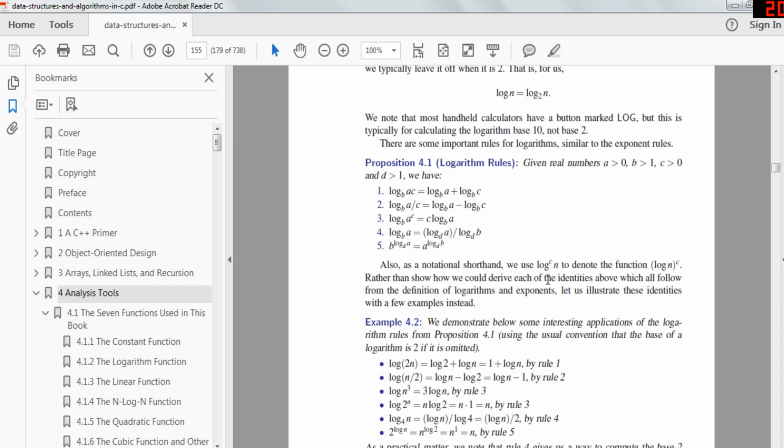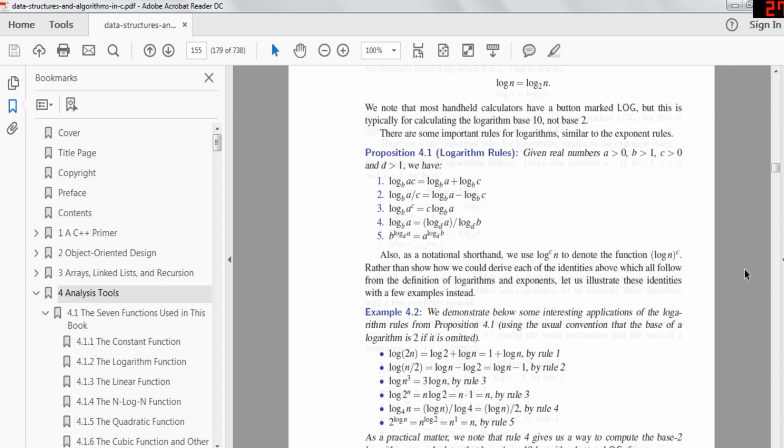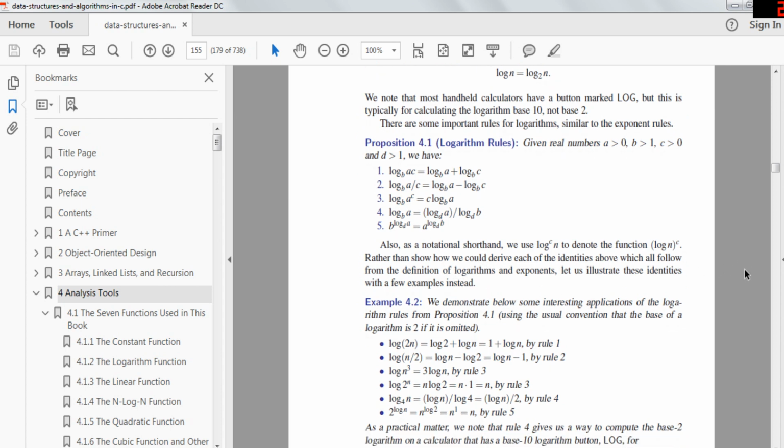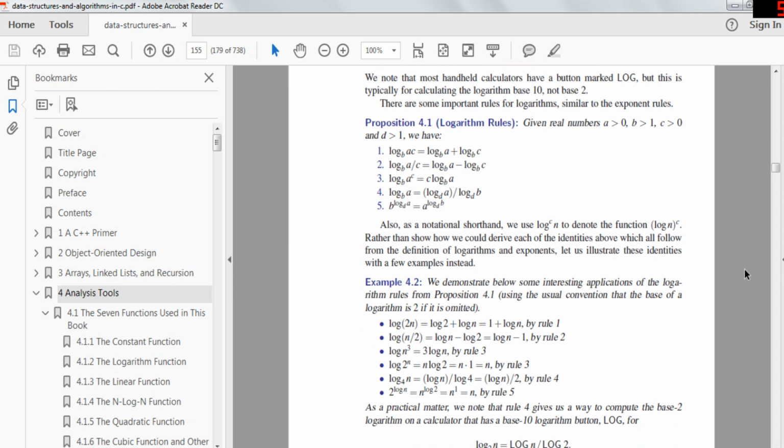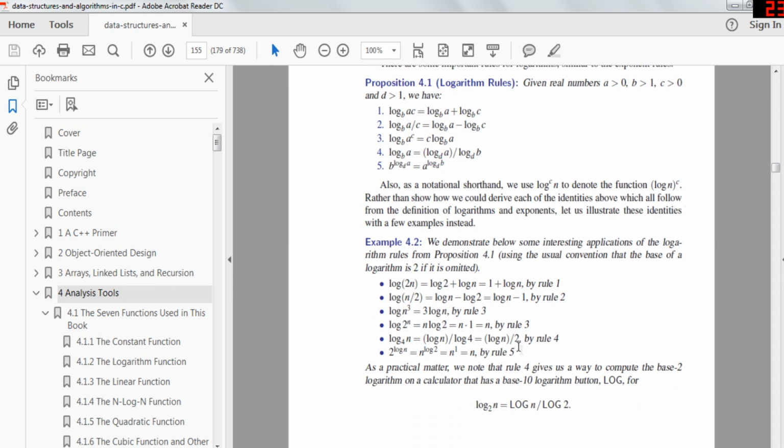Here's a shorthand notation: when we write log to the c power of n, we actually mean log of n, all to the c power. Here's what they're doing in the book. Rather than showing how we derive the identities from the definition of logarithms and exponents, they illustrate these identities instead.